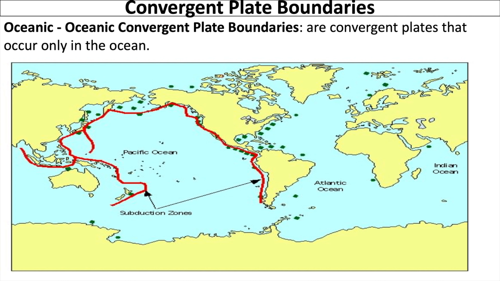A good example of oceanic convergent plate boundaries can be found in the Pacific Ocean. The Ring of Fire is one of the most famous subduction zone areas found in the Pacific Ocean, taking place all the way from South America, North America, Asia, Australia. Earthquakes in these regions are very devastating. They can be strong and create huge tsunamis.